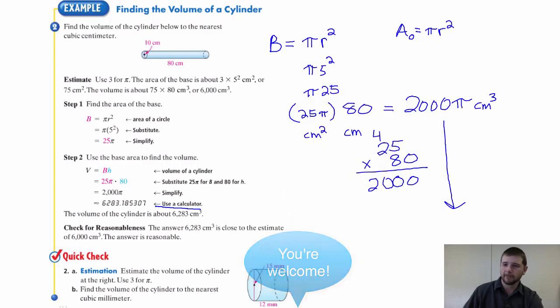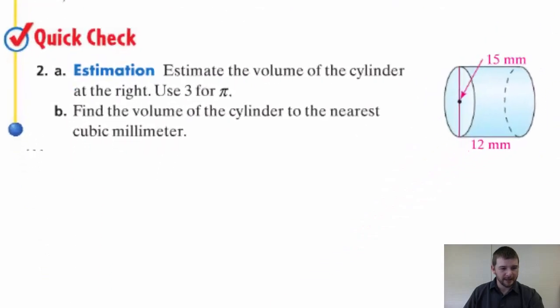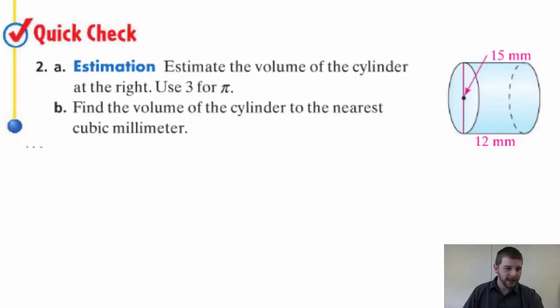You're welcome. And a quick check problem. 2a, estimation. Estimate the volume of the cylinder at the right. Use 3 for pi. And part B, find the volume of the cylinder to the nearest cubic millimeter.